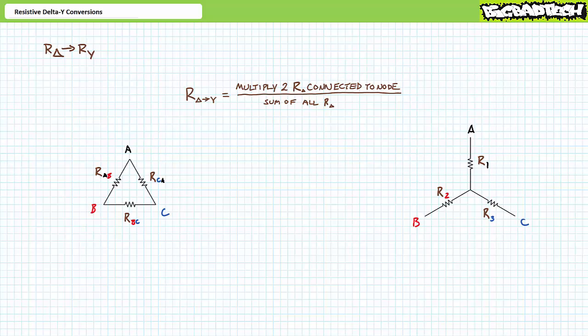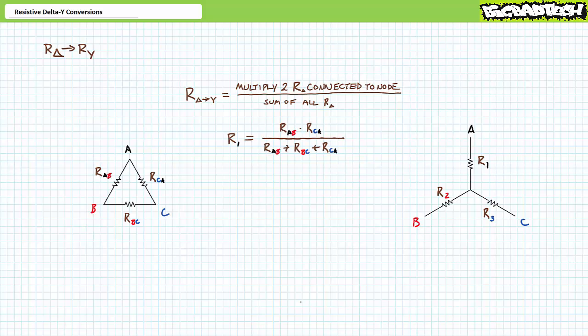The general formula for this conversion is as follows. To find the specific Y resistance element that would establish equivalency at that node, multiply the two delta resistance elements connected to that node and divide it by the sum of all delta resistance elements. You can remember this simple descriptive formula and then use it to derive the three conversions necessary.